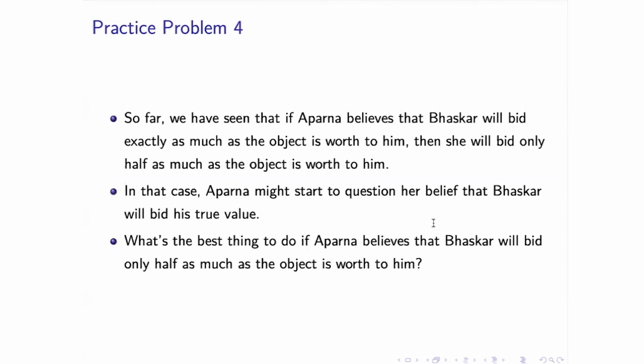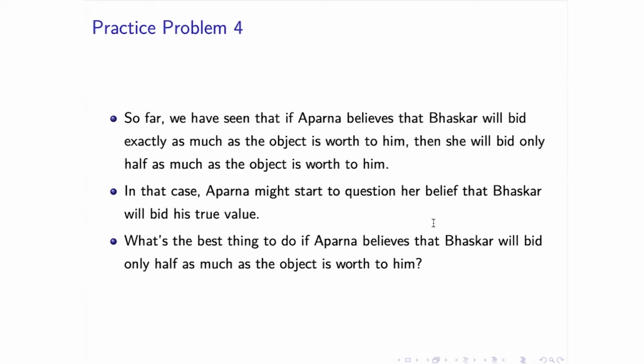Now, if I were to summarize what we have so far, it's that if Aparna believes that Bhaskar will bid exactly as much as the object is worth to him, then she should bid only half as much as the object is worth to her. But in this case, Aparna should perhaps start to question her belief that Bhaskar is going to bid exactly as much as the object is worth to him, because she reasoned that she would have bid only half of what the object was worth to her. But the situation is symmetric, right?